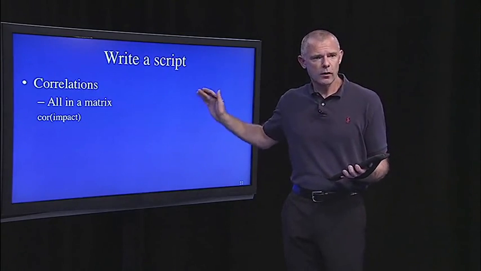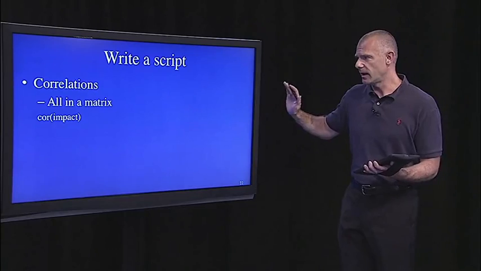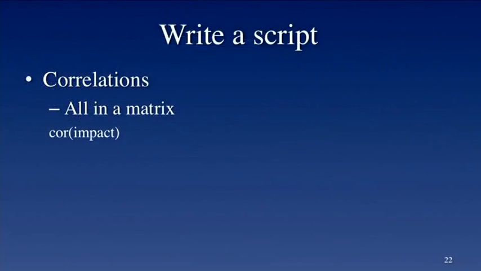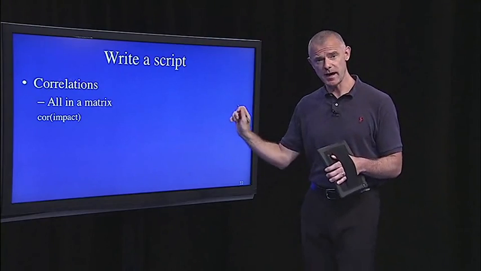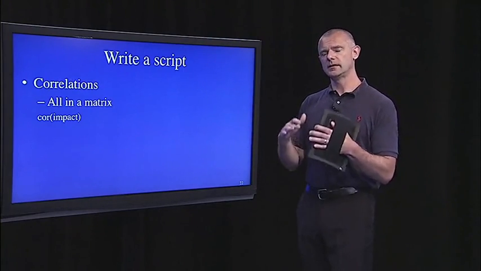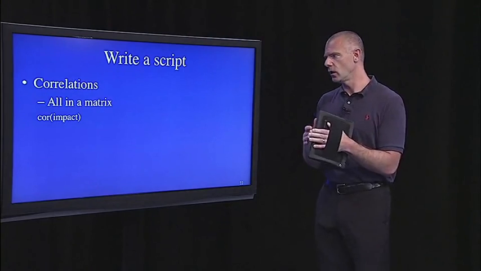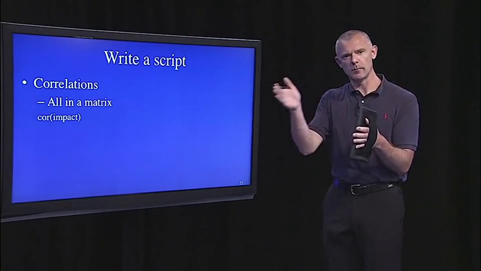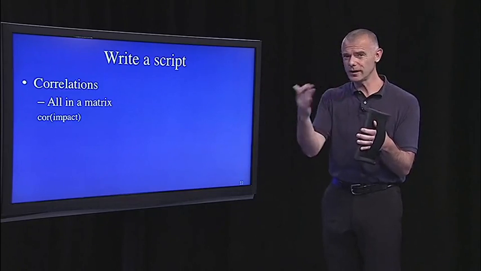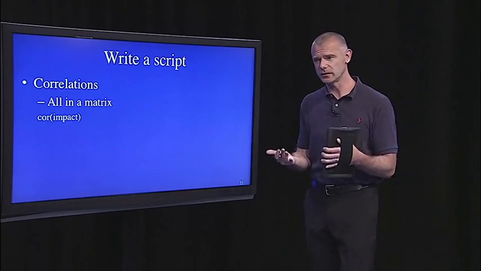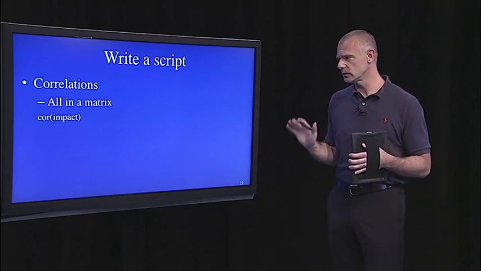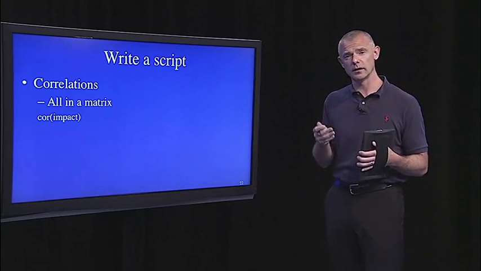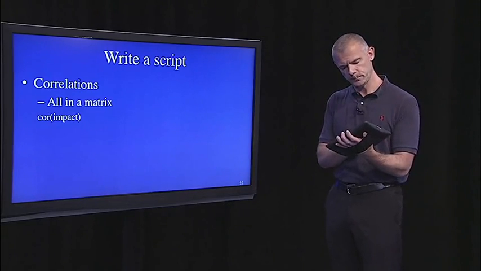It's quicker to just do all the correlations in a matrix, and I can do that by using the function cor again and putting the whole data frame in there. This works for this object impact because it's a data frame that contains all continuous variables in all my columns. If I had some string variables in there, or if I had missing values in there, this wouldn't work. But since I have a full data set that's all continuous, this will work, and it will give me all the correlations in a nice matrix.